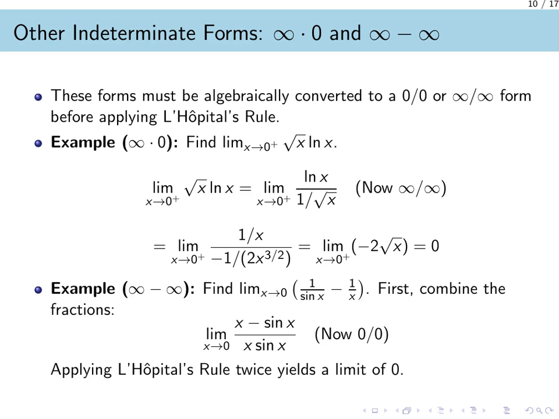Similarly, for an infinity minus infinity form, like the limit of 1 over sine x minus 1 over x, the key is to first combine the terms over a common denominator. This gives us the fraction x minus sine x, all over the quantity x times sine x, which is a 0 over 0 form. The essential technique is to use algebra to convert these expressions into a standard fraction before applying the rule.